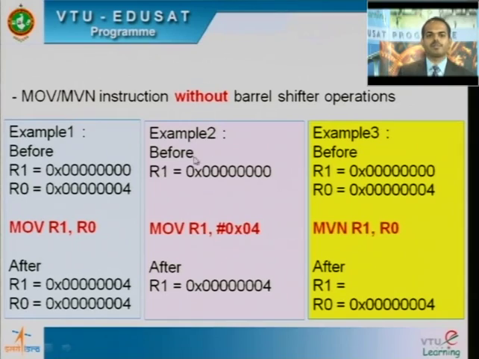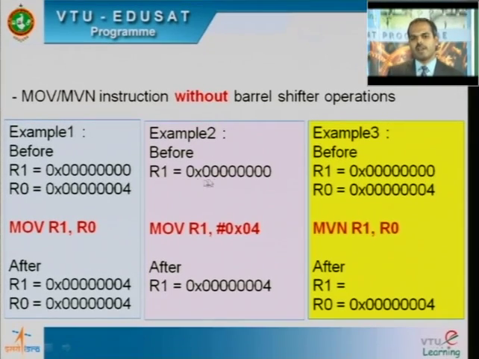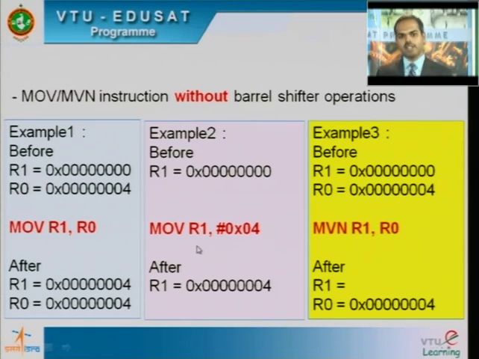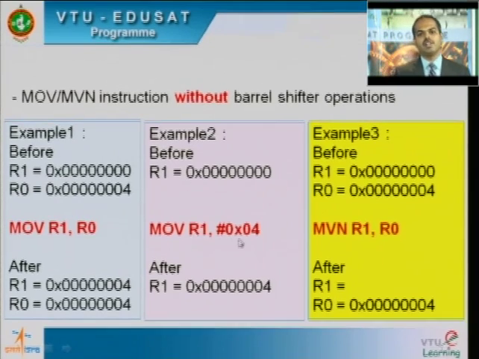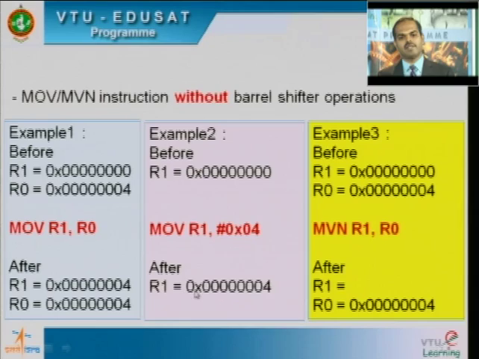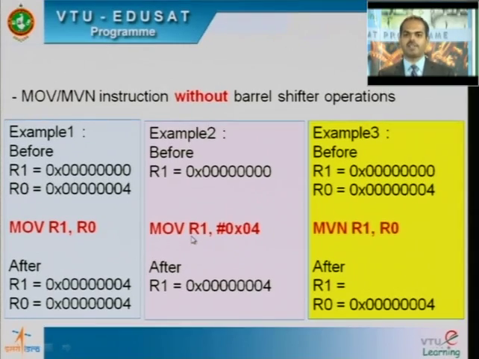Example 2, if the initial content of R1 is 0, I can move the data immediately. So, MOV R1, #0x04. After the execution of this instruction, R1 is equal to 4. R1 gets a value 4. That is an immediate transfer.